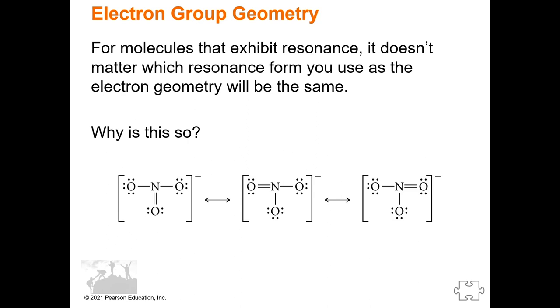Take a look at the nitrogens in all three structures and count how many electron groups there are. You'll see in each of the structures there are three electron groups. Because remember, with resonance, the atom connectivity does not change. Nitrogen is still the central atom in all three structures. What's changing? The positions of the electrons. So again, if you're trying to figure out electron geometry and your ion or your structure happens to be a resonance structure, it doesn't matter which resonance structure you use.